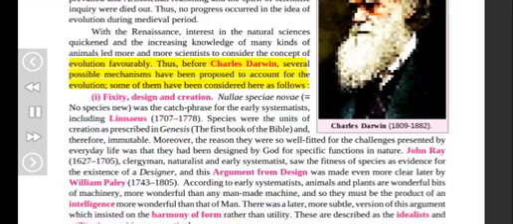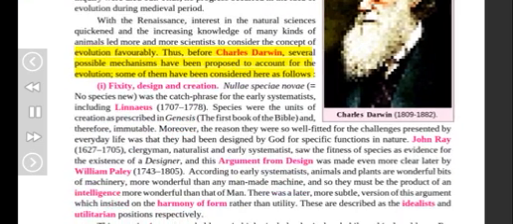Some of them have been considered here as follows. I. Fixity, design and creation. Nulli species novi, meaning no species new, was the catchphrase for the early systematists, including Linnaeus, 1707–1778. Species were the units of creation as prescribed in Genesis, the first book of the Bible, and Charles Darwin, 1809–1882.